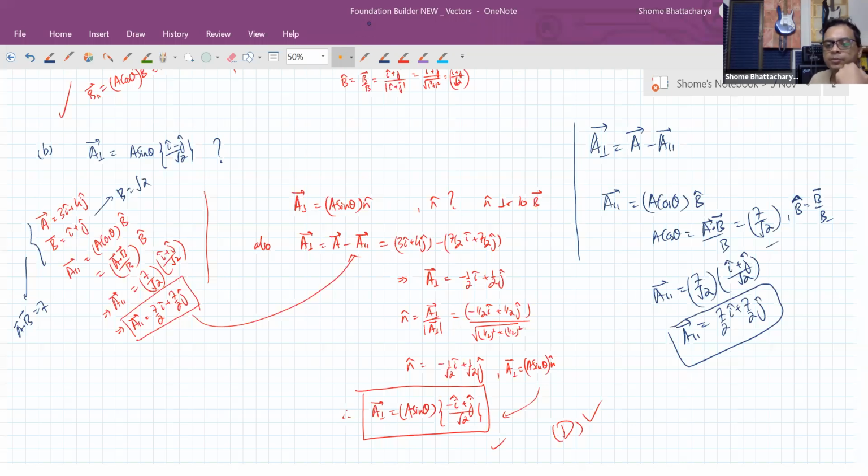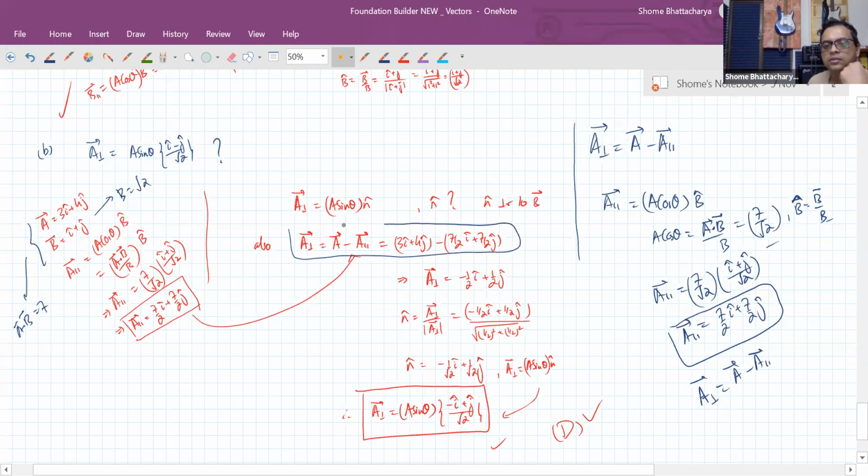Okay. Now for the perpendicular component, what do we have to do? We have to subtract. So it is vector A minus the parallel component. So take this vector, subtract the two. That is the step we have done over here. This you substituted here, we subtracted. So we got this. Now we have to find this one's unit vector.